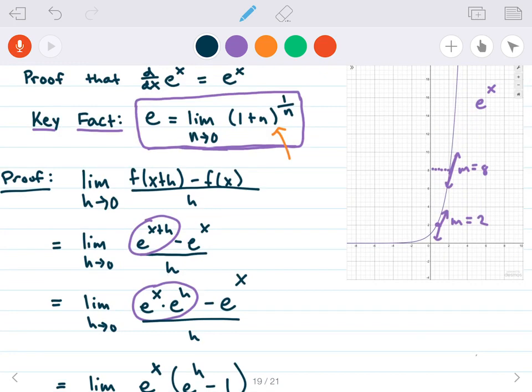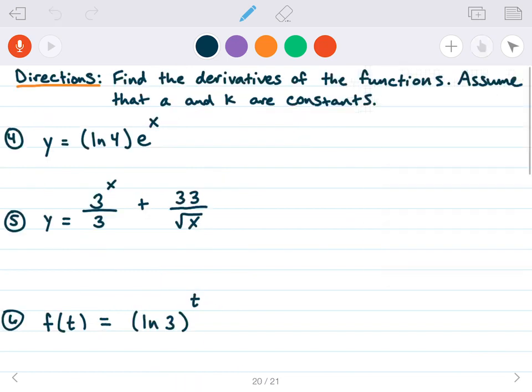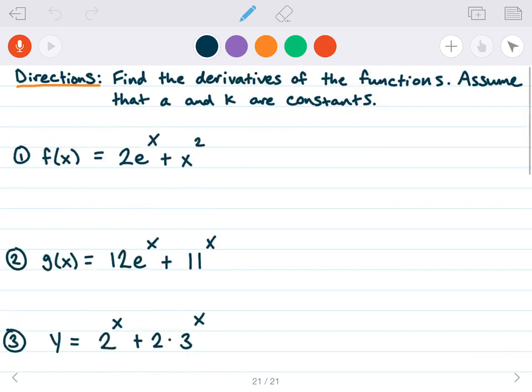Again, you don't need to know the proof, but it's interesting for some people to see where this fact came from. Okay, so now comes the easy part. We're just going to use those facts to evaluate these problems.